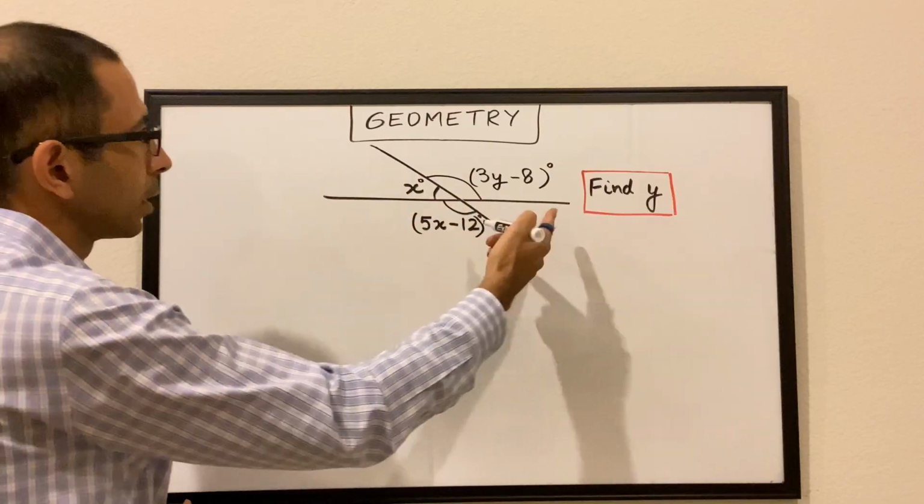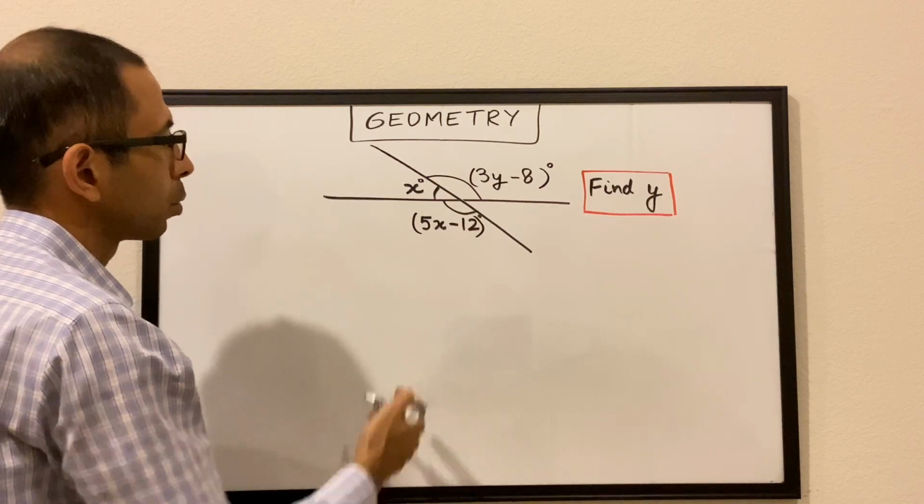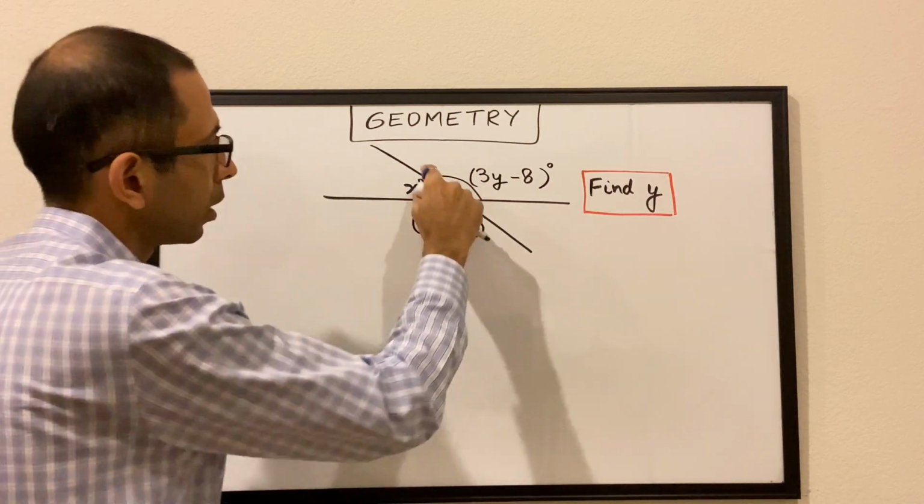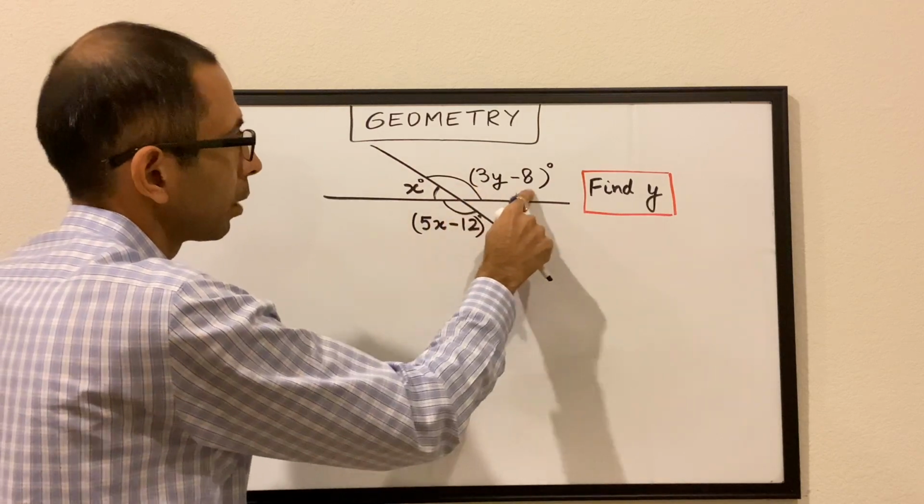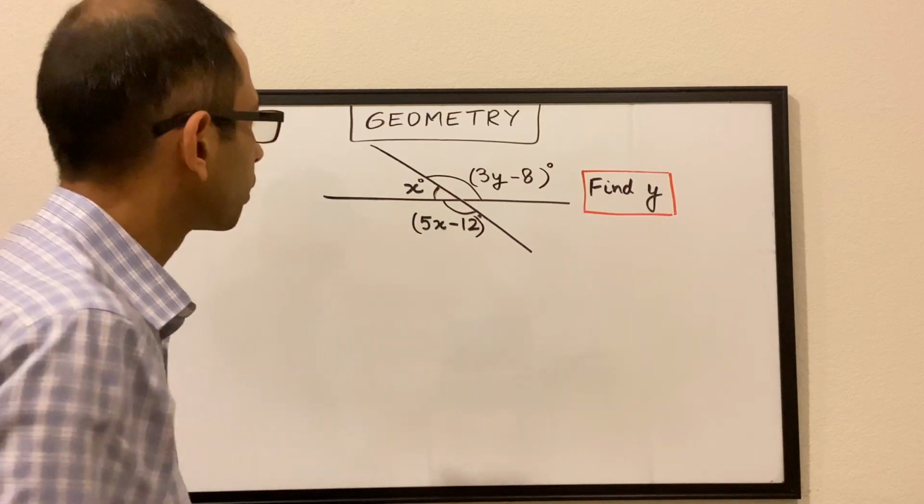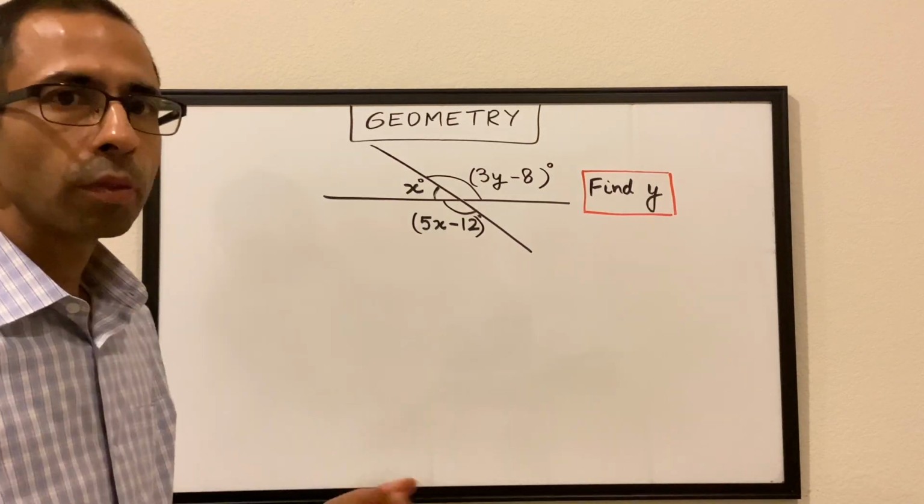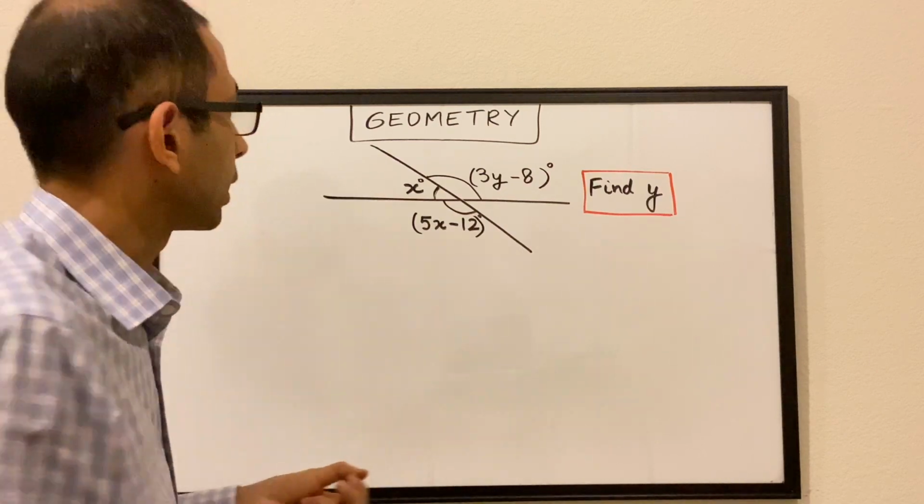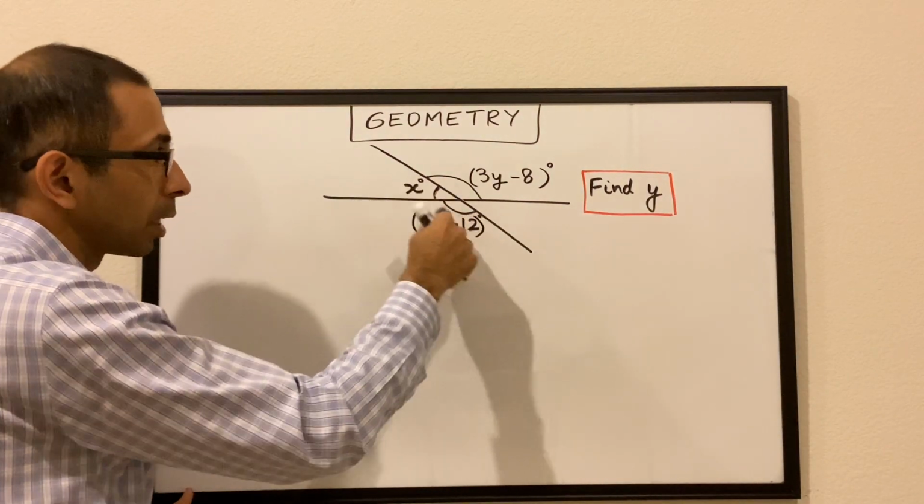So we have these two lines intersecting each other at this point. This angle is angle x, this below angle is 5x minus 12, and this angle is 3y minus 8. And we have to find the value of y, right? So there are several ways of approaching this question, but the easiest one which comes to mind is that these two are the straight angle pairs.